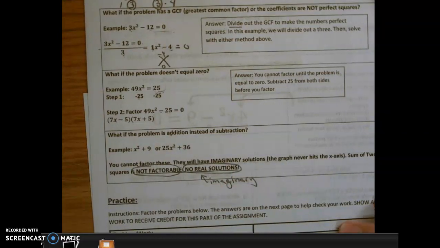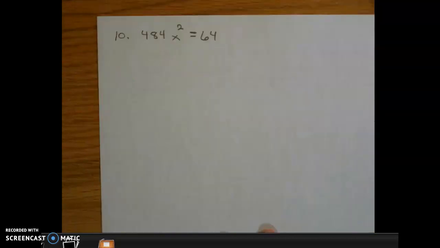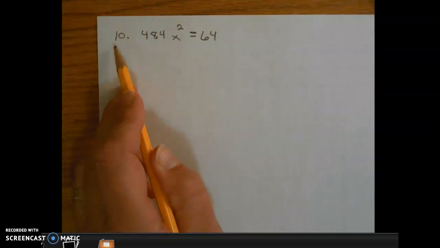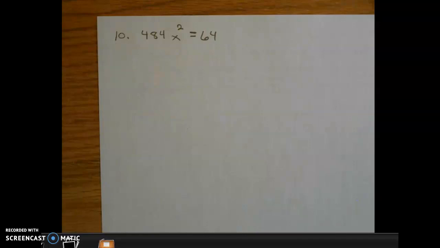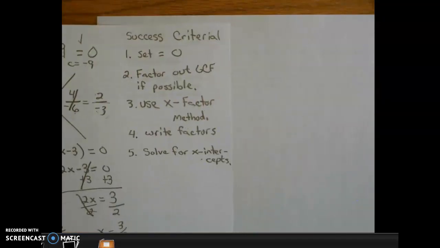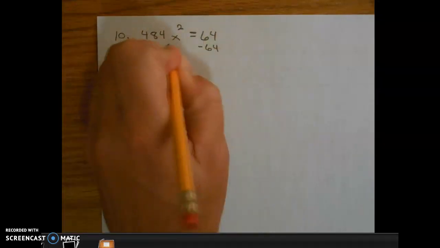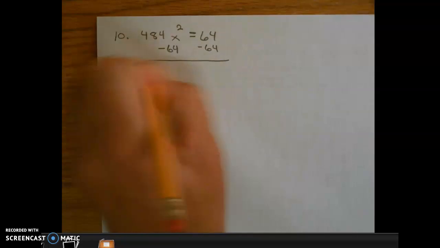All right, let me choose another problem, and we'll walk through it together using my success criteria. Okay, let's take a look at this problem. Now, this is number 10 on your practice. So remember, the success criteria is to set equal to 0. So we're going to cancel out the 64 and move it over to the other side.